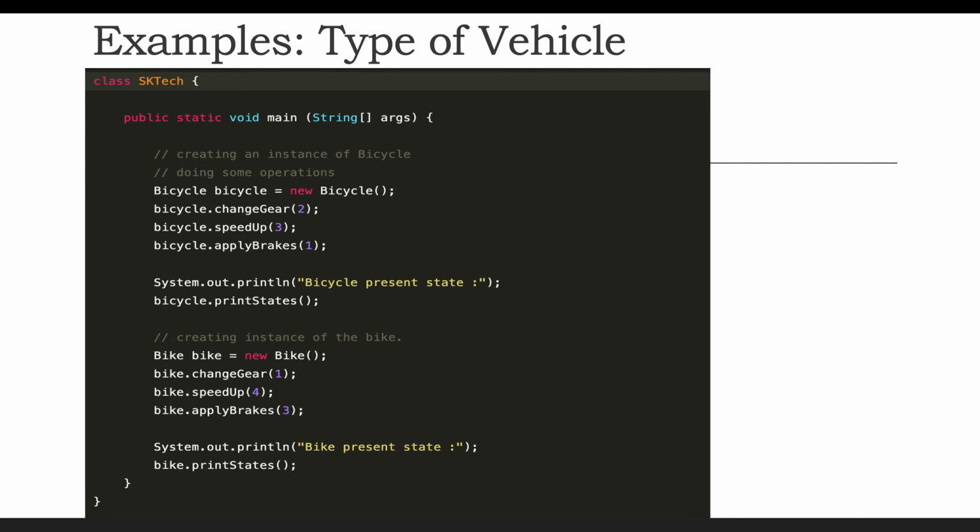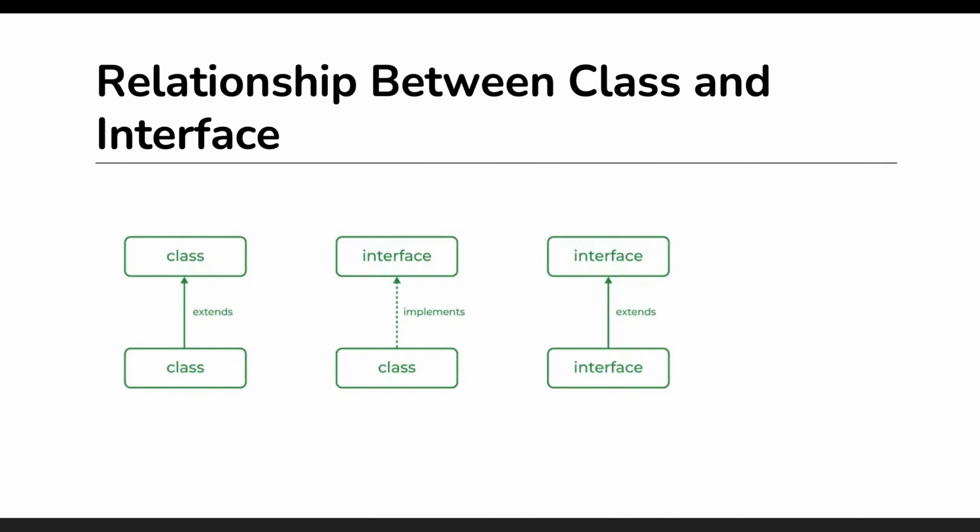And this is the main method where we can call it. Very simple, we just need to create the object of the Bicycle class or the object of the Bike class and call this functionality and provide different values, and according to the implementation of the Bike or the Bicycle, it is going to behave.